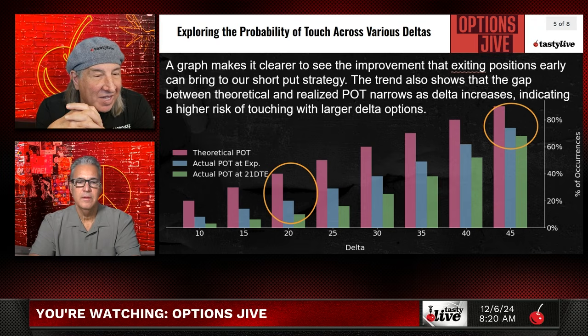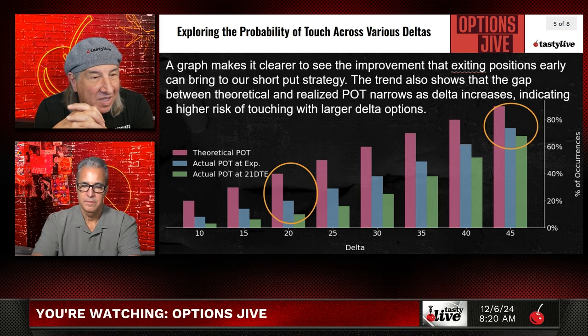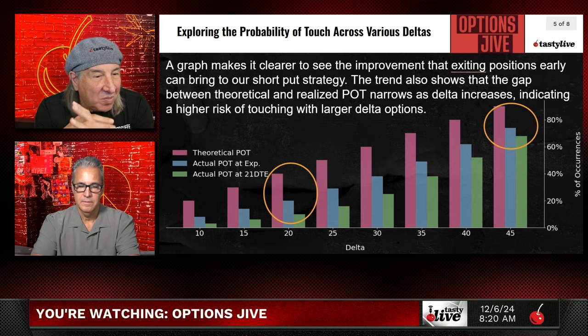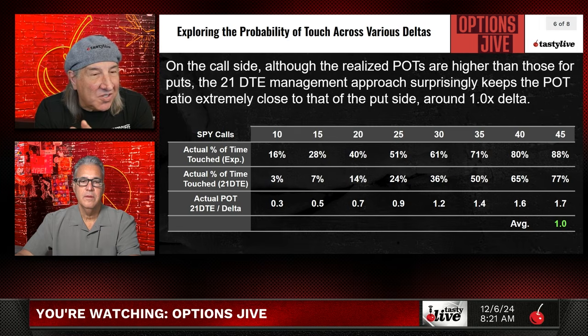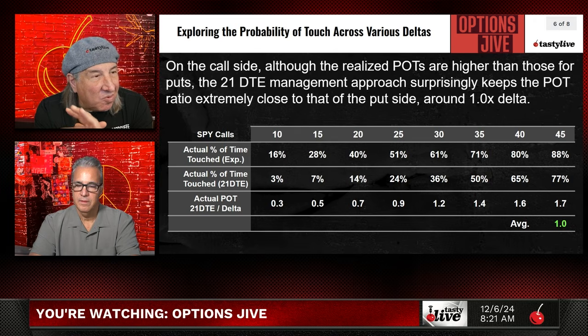But really where we are in that 15, 20, 25 area, you can see the actual versus the theoretical in purple, the actual at expiration in blue, and then the green, which is when you manage early. So now we look at the call side, which is going to be a little bit different. It's higher than the puts, but it also is surprisingly low if you manage early.